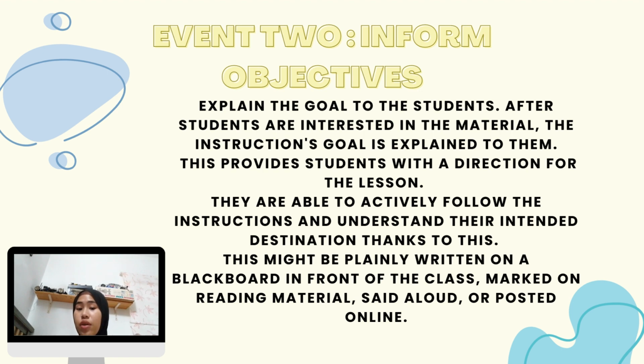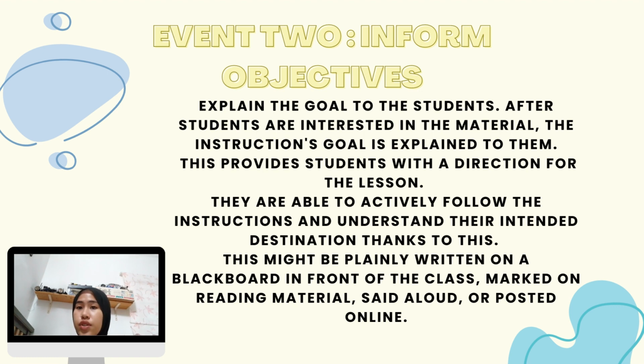Event 2. Inform objectives. Informing learners about the objective or expectation. After gaining their attention, the teacher should inform the learners of the objectives: what they will learn, what they will accomplish, and how they can use the knowledge in the future, using smart approaches to explain the goal to the students. After students are interested in the material, the instruction's goals are explained to them.